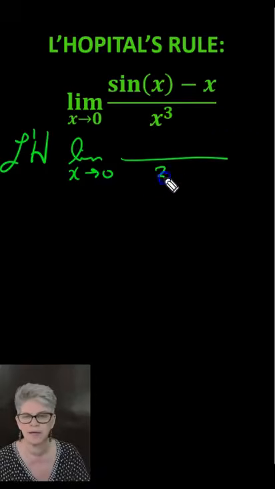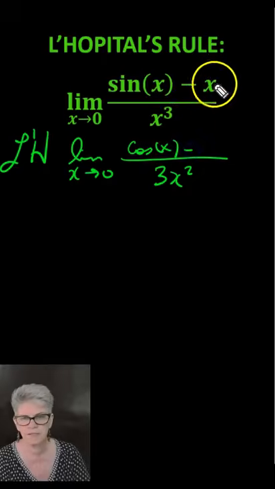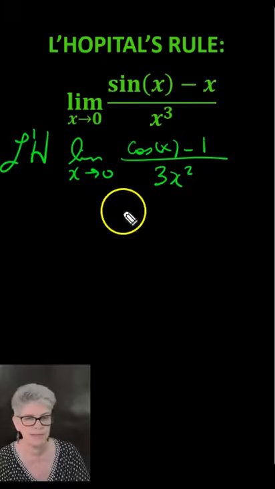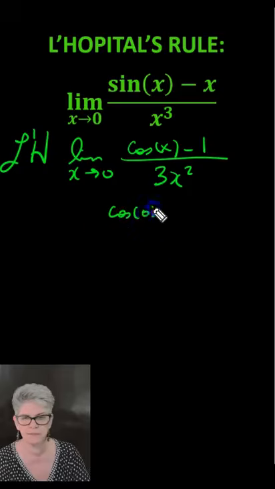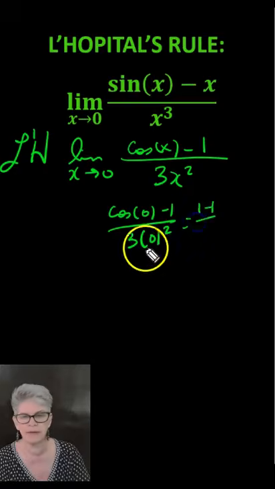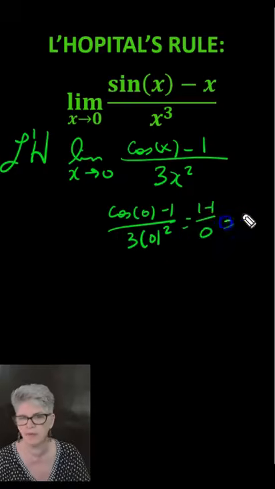Now, the derivative of the denominator is easier to do first, and the derivative of sine x is cosine x. And then minus the derivative of x, which is just 1. Now, if I plug in 0, well, cosine of 0 is 1, and 3 times 0 squared is 3 times 0, which is 0. And again, I get an indeterminate form.